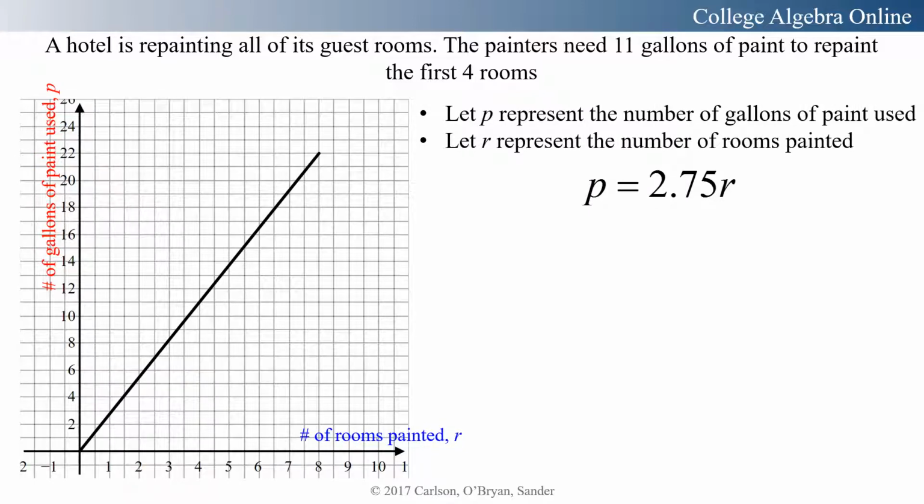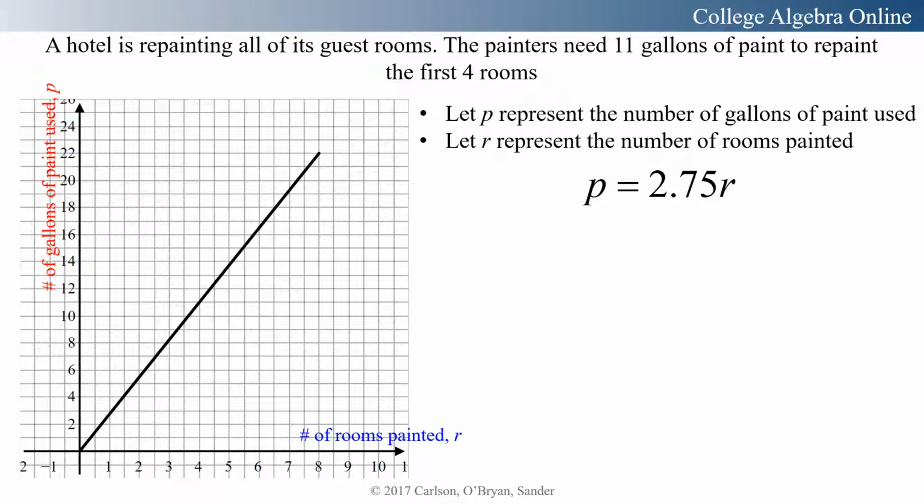In addition, the formula simultaneously represents all possible pairs of corresponding values for the number of rooms painted and the number of gallons of paint used, just like the graph. When we choose specific values that make the formula true, it's like choosing specific points on the graph. We are just looking at specific examples from the full set of possible solutions.